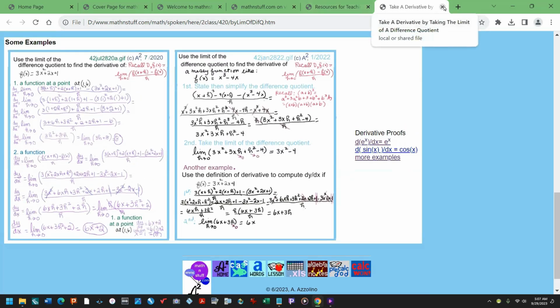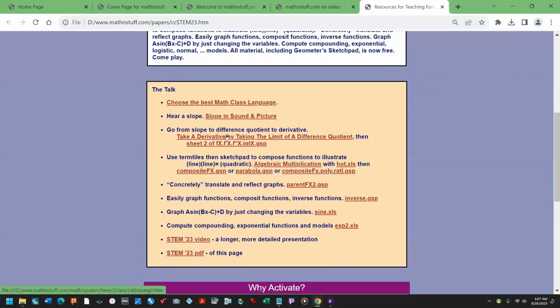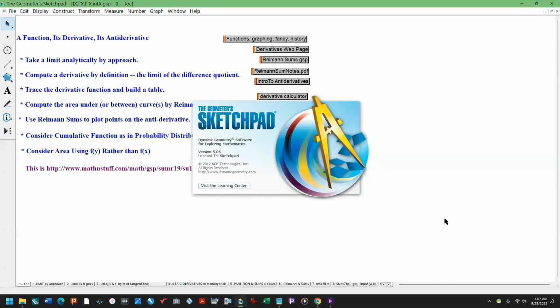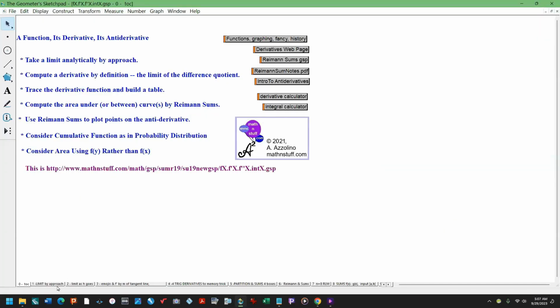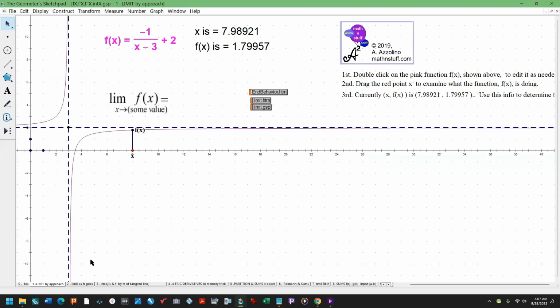So let's get out of this one. We'll go back to here. That was the web page. Now we wish to go to the sketchpad that's built for calculus. And I'm going to open that and dump it when you're done with it. So by definition, limit, here's approaching with an analytical point of view.